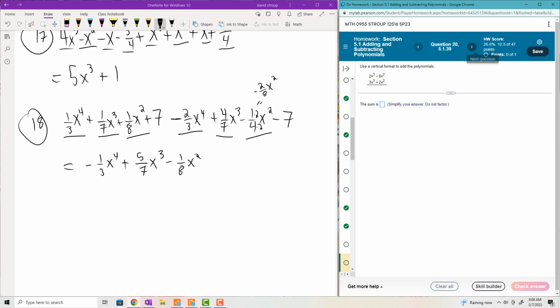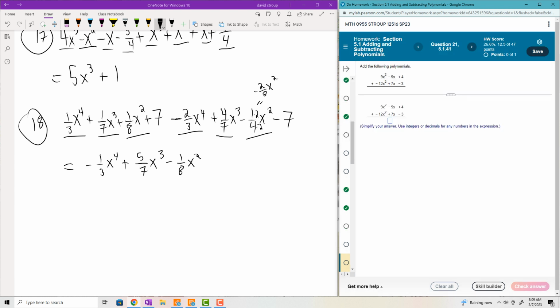Some decimals there. Vertical format for adding polynomials. So for these, it's kind of like the addition method in solving systems of equations. You're just going to add column-wise. There's another one. We could try the fraction one.